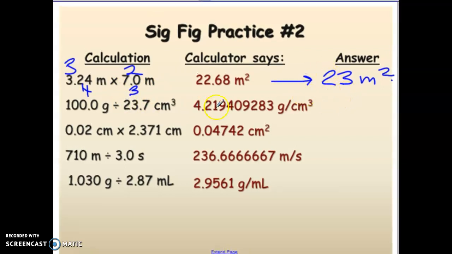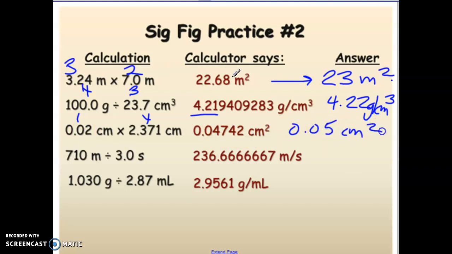So over here we would have 4.22 grams per centimeter cubed, right? Because the 9 would round that up to a 2. Okay, so here we have 0.02, which is only 1 significant figure. Here we have 2.371, which is 4. So, of course, the lower number being 1. So that means we would round this to 1 significant figure, which would be 0.05 centimeters squared. Over here, 710 is 2. Remember, there's no decimal point there. 3.0 is also 2. So our answer here needs to be rounded to 2.